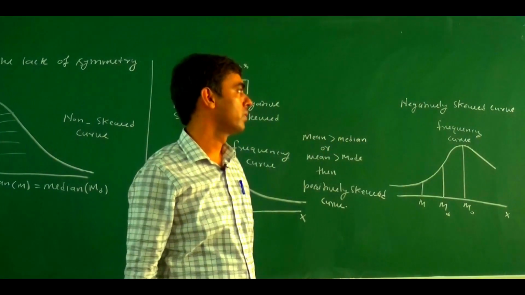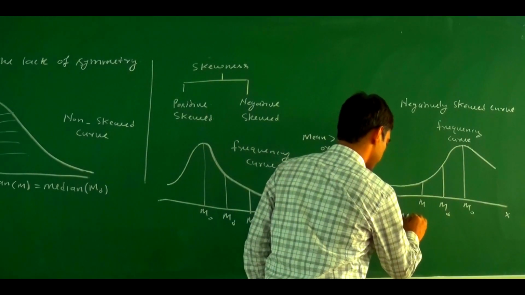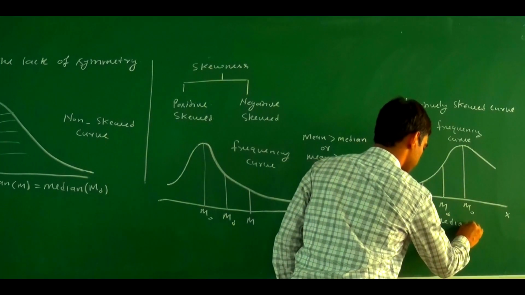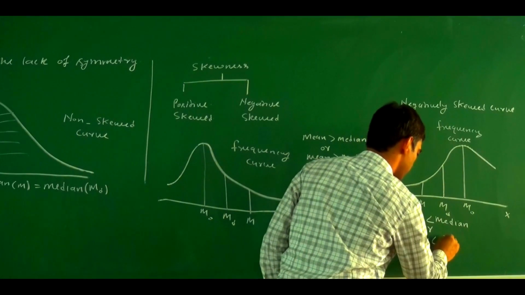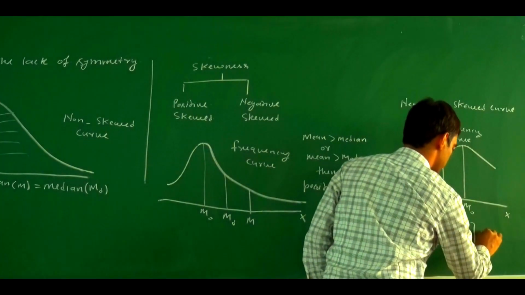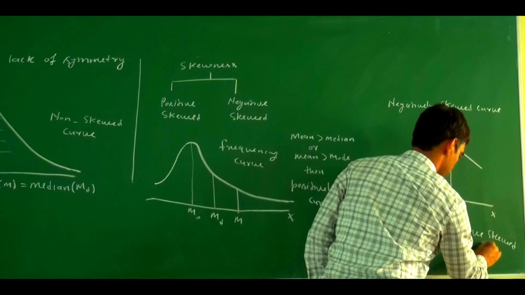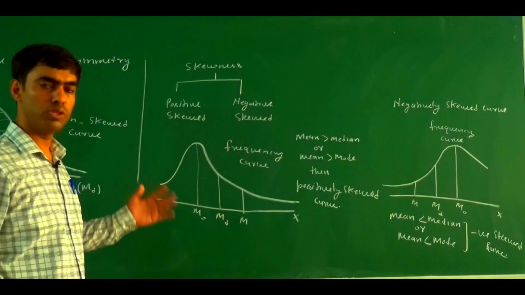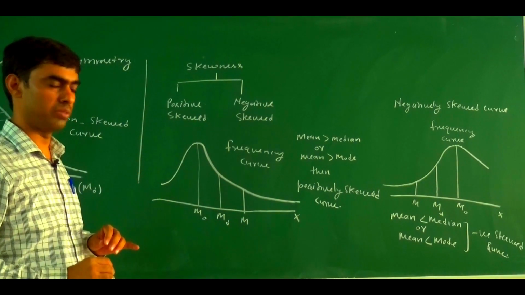In this case, the mean is less than the median, or the mean is less than the mode. Then we say this is a negatively skewed curve, and the corresponding data is not a symmetric distribution, meaning our data is not symmetrically distributed.